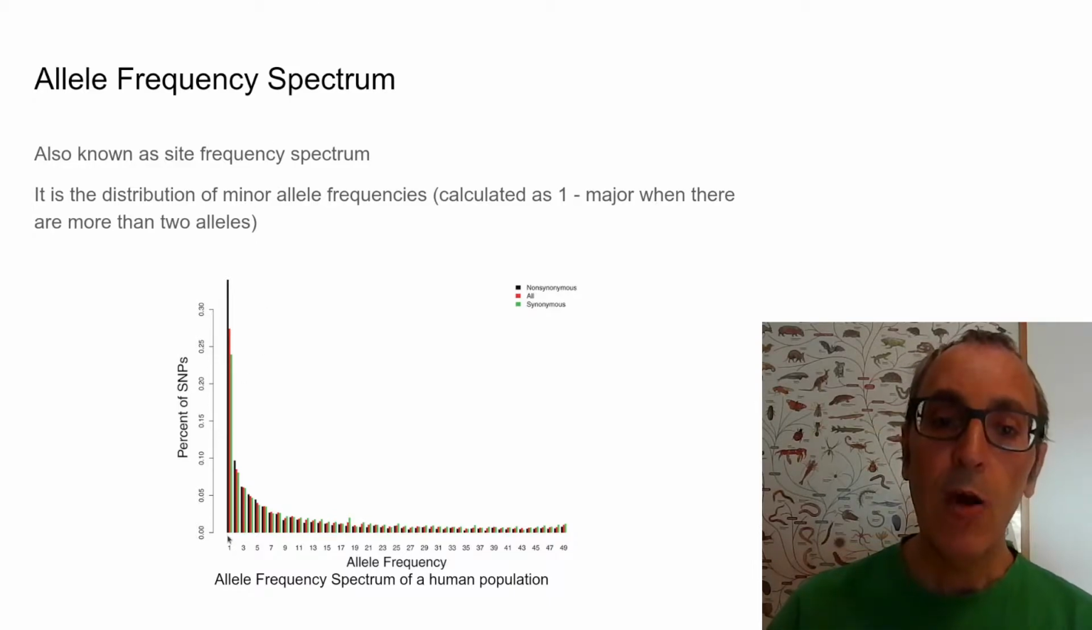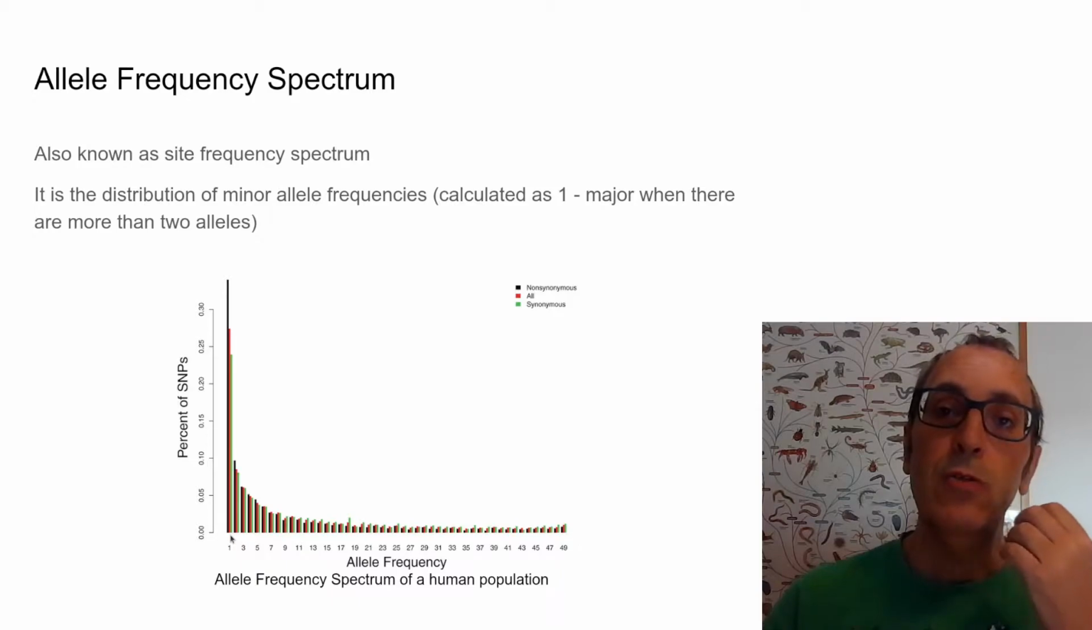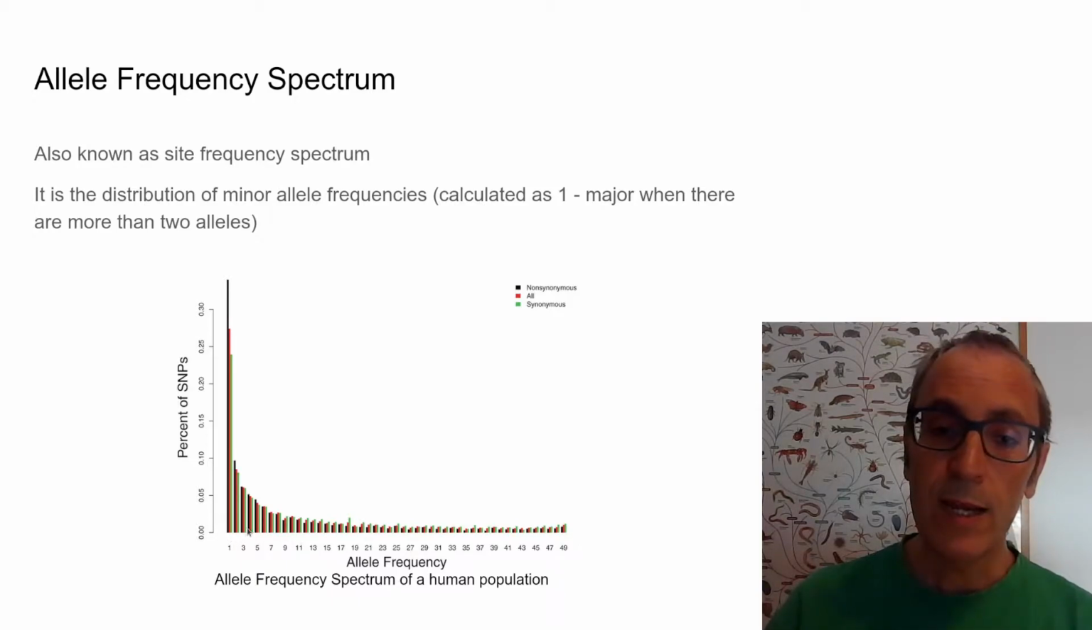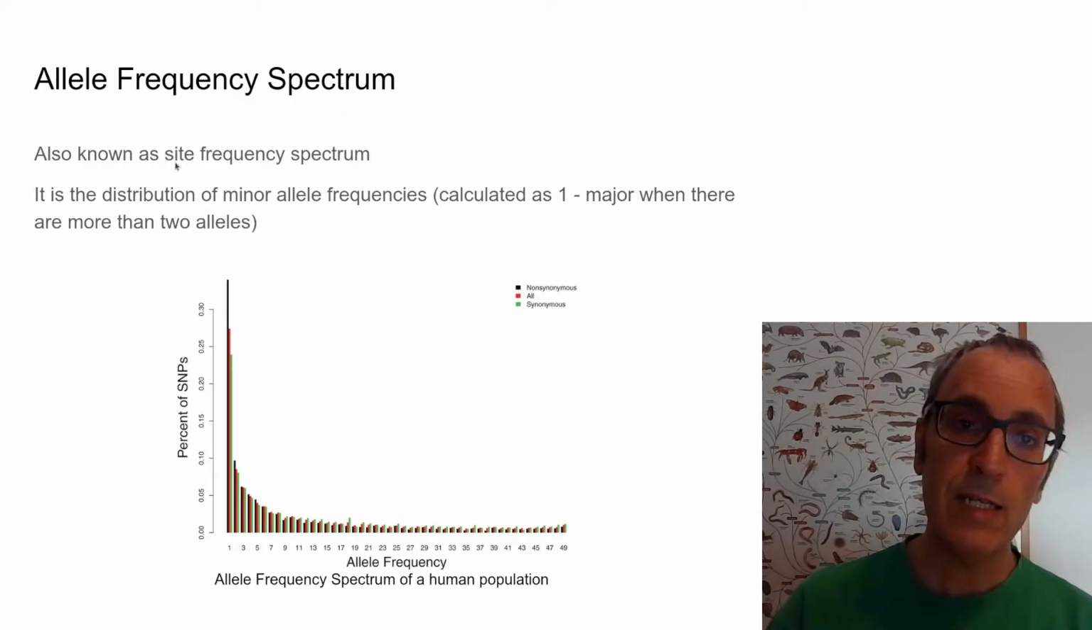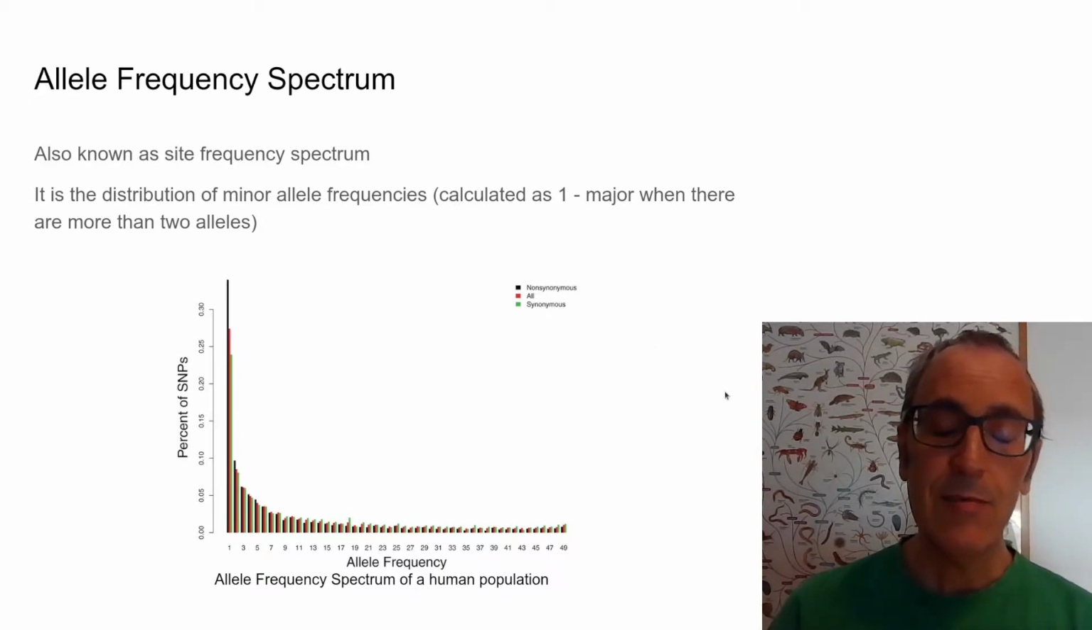For instance, how many SNPs do we have that have an allele frequency between 0 and 0.01? How many between 0.01 and 0.02, and so on and so forth? So we can calculate this distribution, and this distribution is called the allele frequency spectrum, or sometimes it is also referred to as the site frequency spectrum. This is a distribution that characterizes quite well the allele frequencies in a population, because we have the distribution for many markers.